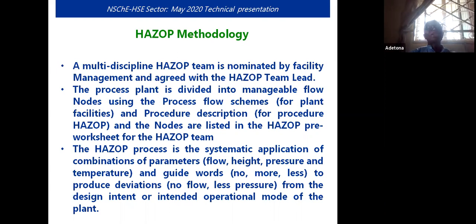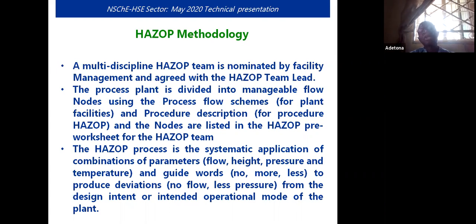After that, you get the process flow scheme or process engineering flow scheme of the plant, or if it has to do with an operating procedure, for example the well test operation, apart from getting the testing rig layout, you get the detailed procedure. Then you divide the plant into manageable flow nodes using the process flow scheme or process engineering flow scheme, or the procedure description for a procedure Hazop. And the nodes are listed in the Hazop pre-worksheet for the Hazop team.